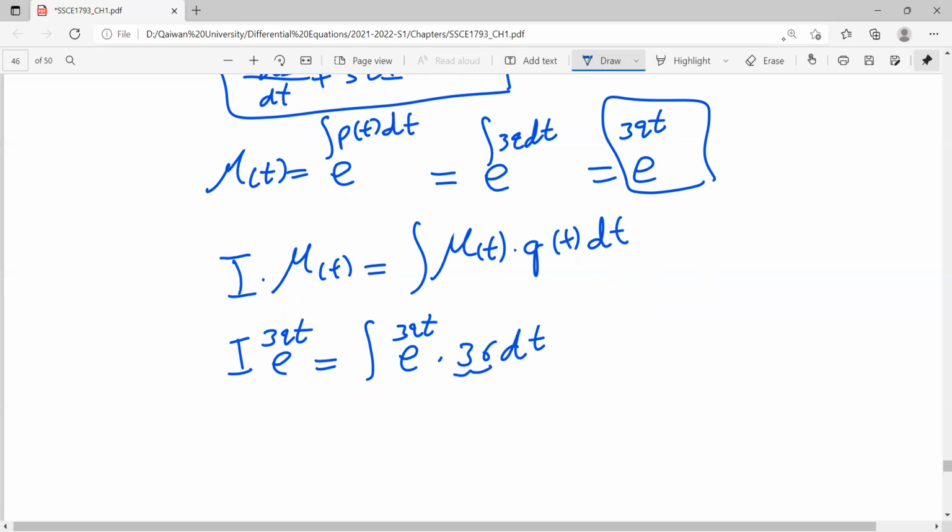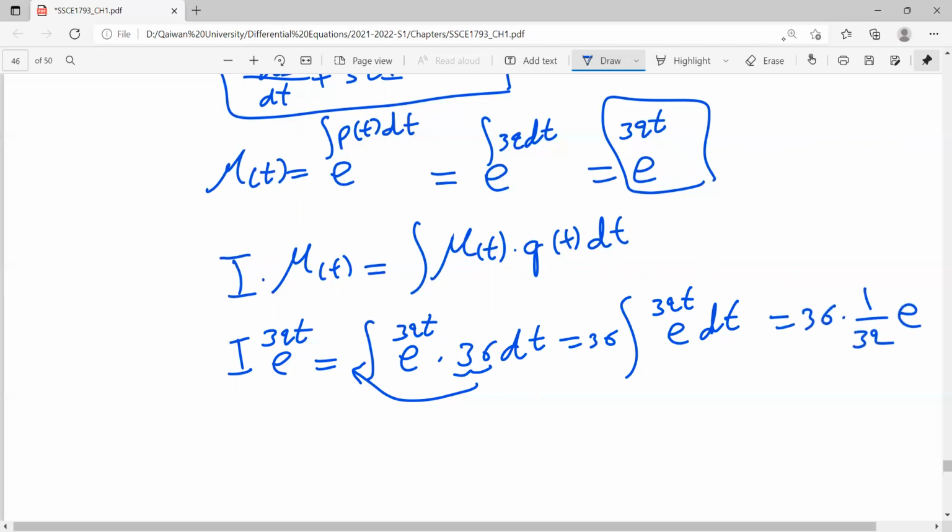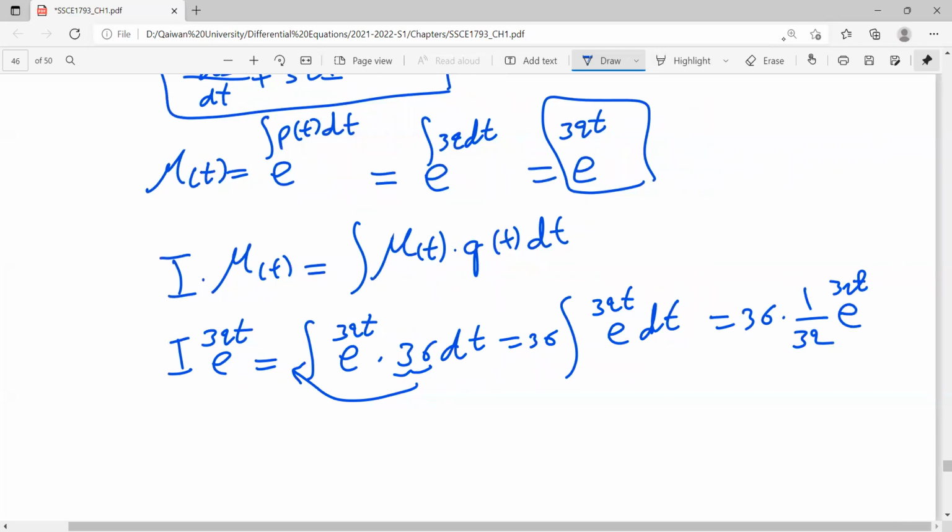Here we are going to move this 36 out of the integration, and we get 36 times the integration of e to the power 32t dt. Here we must have the derivative of the exponent. That means the result of the integration is 1 over 32 e to the power 32t. So we get 36 times 1 over 32 e to the power 32t plus c. Here we add c also.